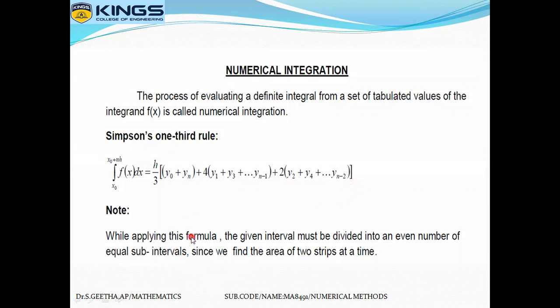When we apply this formula, the given interval must be divided into even number of equal subintervals. Since we find the area of 2 strips at a time, we can divide the given interval into even number of subintervals. It means we can take the number of intervals as 2, 4, 6, 8. In this way, you can choose the number of subintervals.